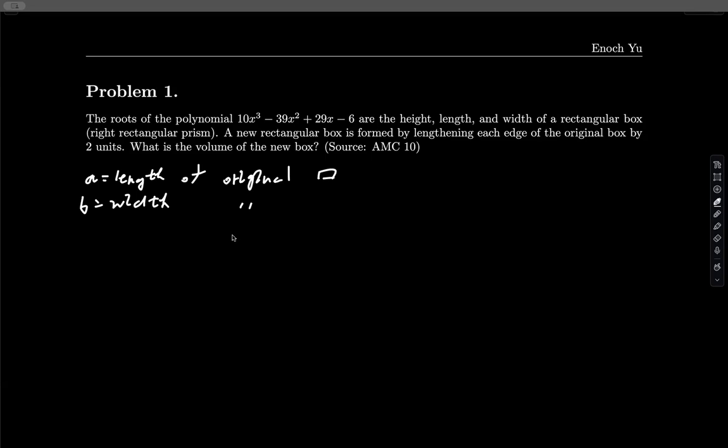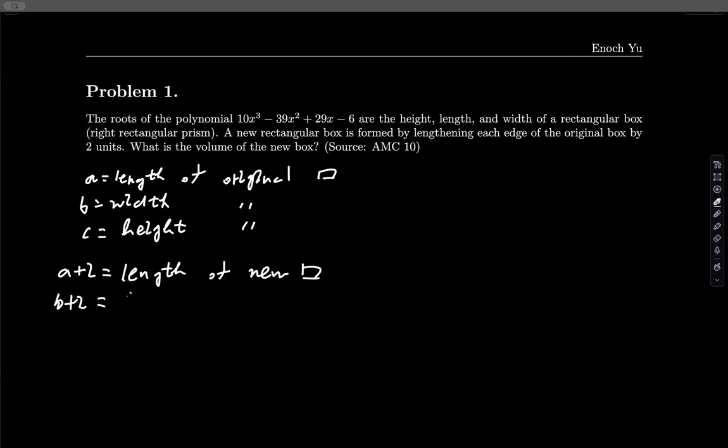Of course, you can use H, L, and W, but just to follow the convention, let's say that C is the height of the original rectangle. Then we know that A plus 2 is the length of the new rectangle, and B plus 2 is the width of the new rectangle, as given by the problem. Similarly, C is equal to the height.